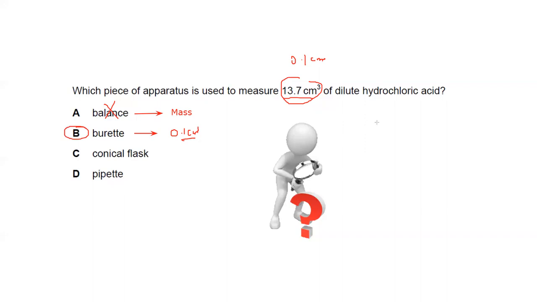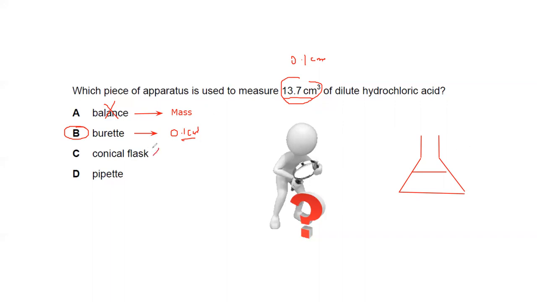What about the conical flask? The purpose of the conical flask is to swirl or shake the mixture. This is how the conical flask will look. If we want to swirl or shake the mixture or contents, we normally use a conical flask. So a conical flask is normally not used for measuring purposes. It is just to shake the contents in the flask.